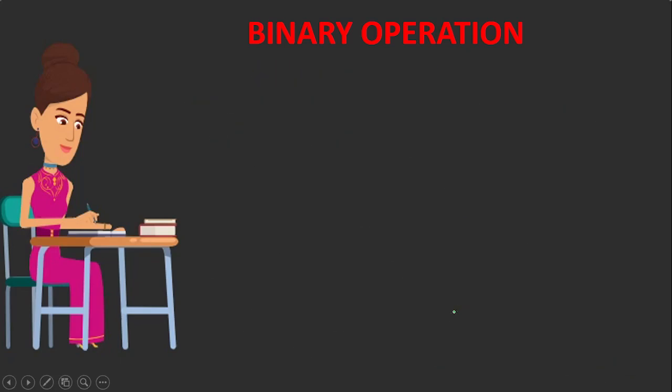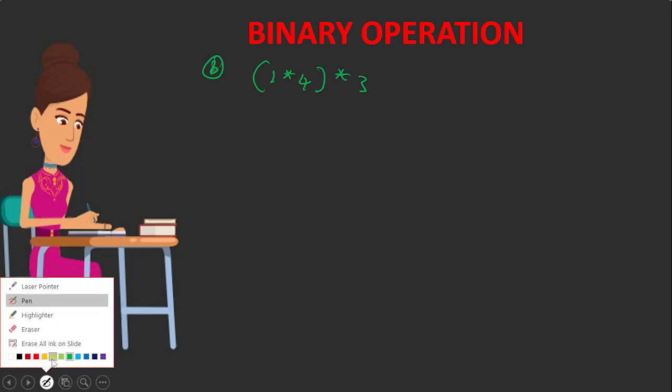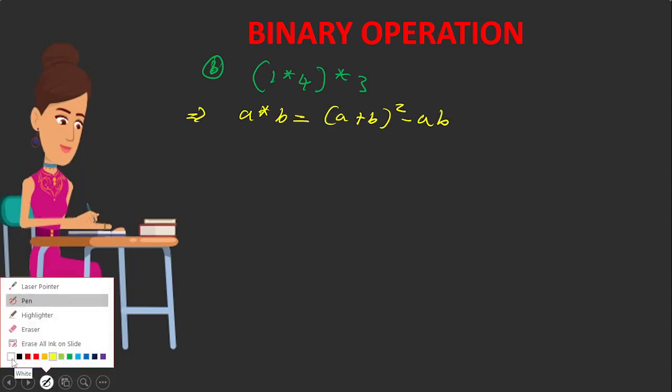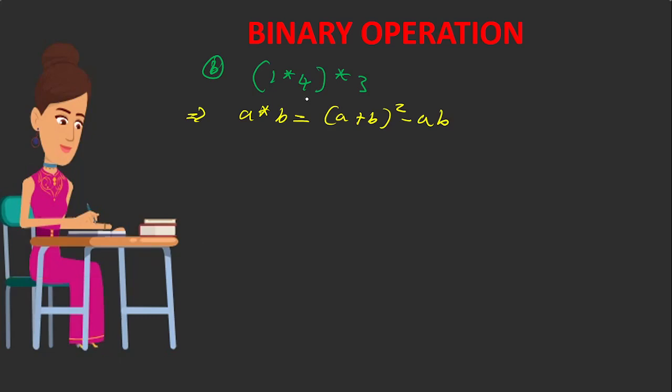Right, so this is what I've been given to evaluate. Like I stated, we should use the formula. The formula is A star B is simply equal to A plus B, then squared, minus AB. I'm going to get what is in the brackets first. I'm repeating that: get what's in the bracket first. What's in the bracket first is 1 star 4. Where there is A, I'll put 1, plus, where there is B, I'll put 4, and then squared, minus, where there is A, I'll put 1, and where there is B, I'll put 4.